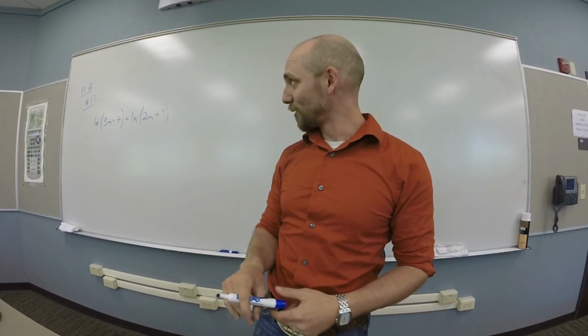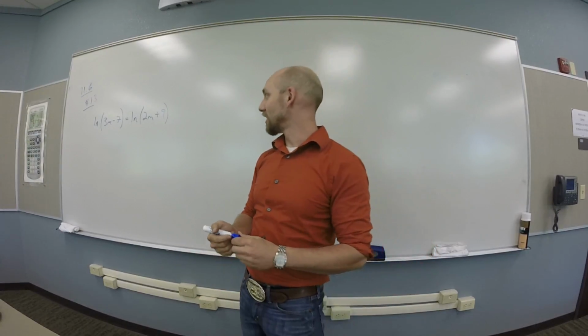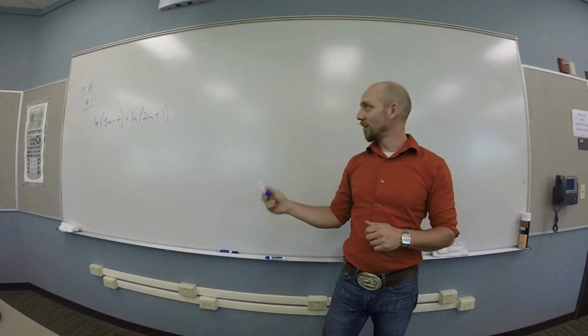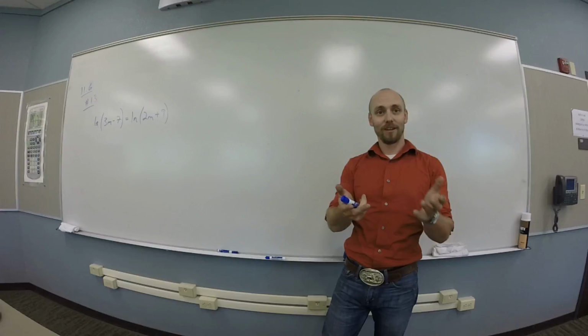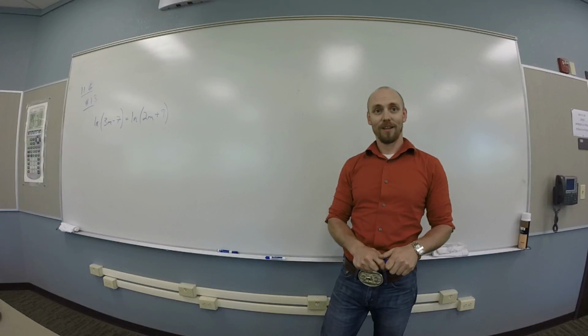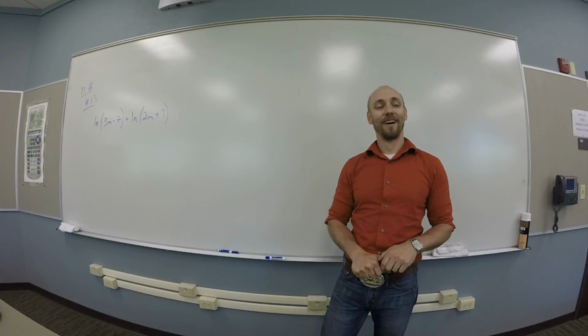Okay, I want to do 11.6 number 13. It says I've got natural log of 3m minus 7 is natural log of 2m plus 9. And you were saying, subtract one from the other? Like move the whole thing over?